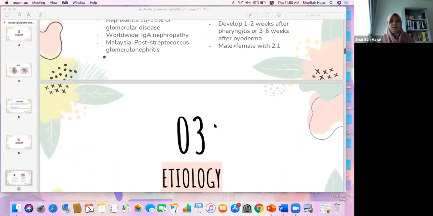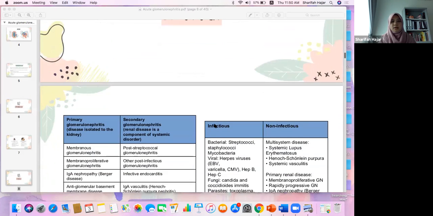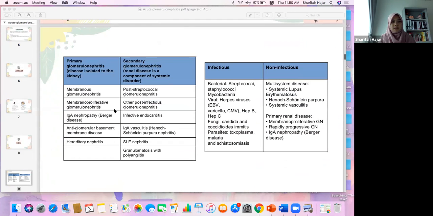Okay, so what is the etiology of the AGN? We can classify it based on primary and also secondary glomerular nephritis. For primary, the disease is isolated to the kidney itself, for example membranous glomerular nephritis, IgA nephropathy, Buerger disease. For secondary, the renal disease is a component of a systemic disorder. It means it's not primarily from the glomerulus, it's from the other side.